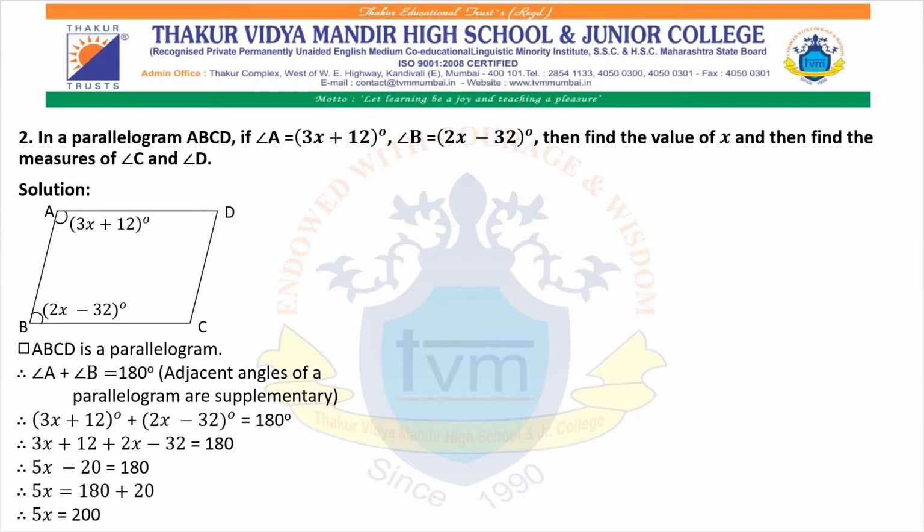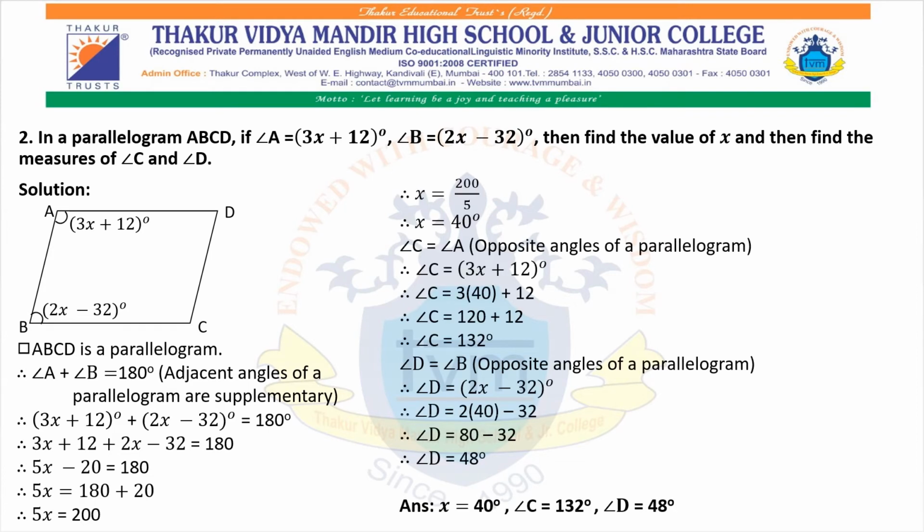Now we will remove the brackets. So we will get 3x plus 12 plus 2x minus 32 is equal to 180. Now add the like terms. 3x plus 2x we will get 5x, minus 32 plus 12 we will get minus 20, is equal to 180. Therefore 5x is equal to 180 plus 20. 5x is equal to 200. Now x is equal to 200 upon 5, so x is equal to 40 degrees.